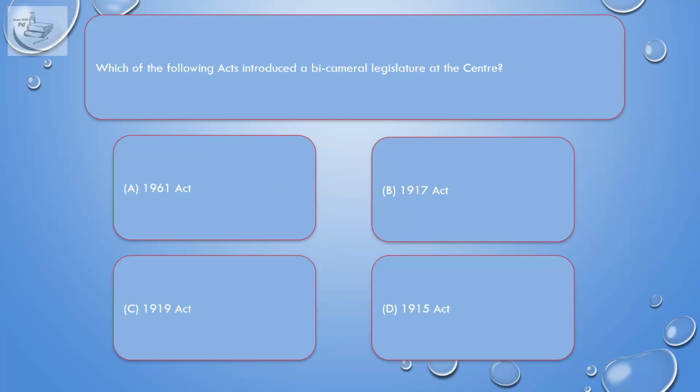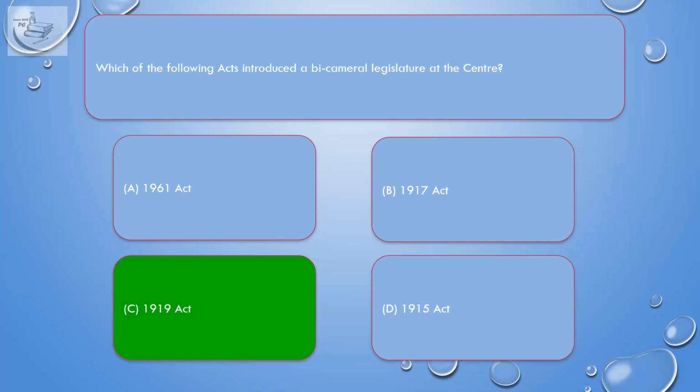Question: which of the following acts introduced a bicameral legislature at the centre? A. 1961 Act. B. 1917 Act. C. 1919 Act. D. 1915 Act. Correct answer is C. 1919 Act.